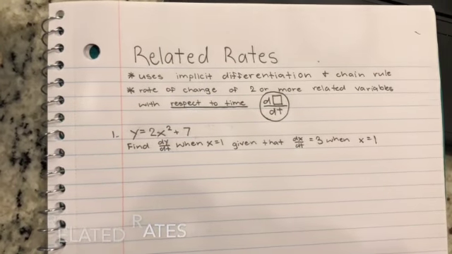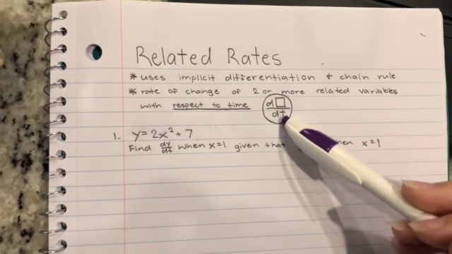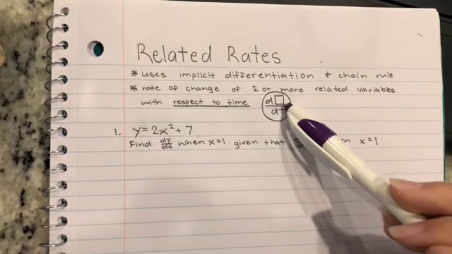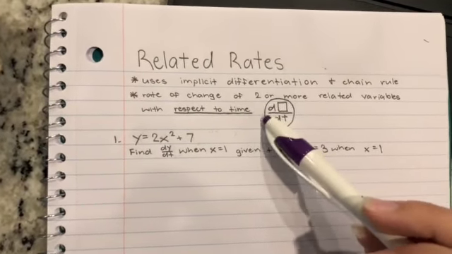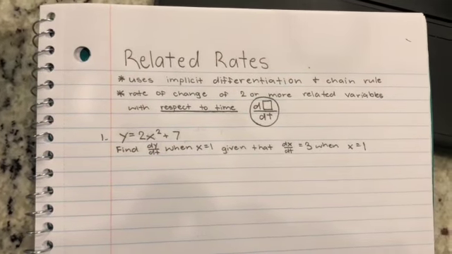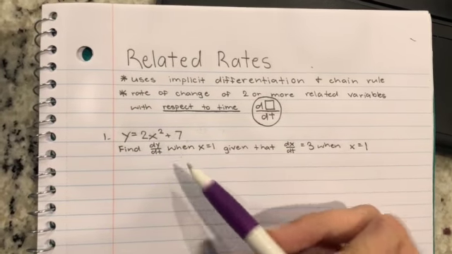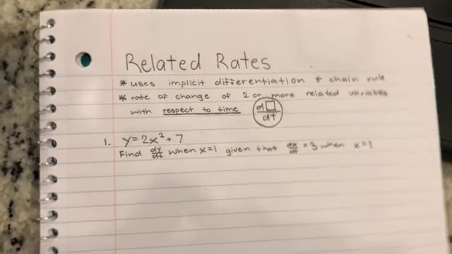So what you're going to see in related rates a lot is the derivative of some variable with respect to time. So d something, dx, dy, d anything over dt. So we're going to start with an easy problem. This isn't a word problem, so you wouldn't see something like this on the test, but it's a good way to see how to do it.